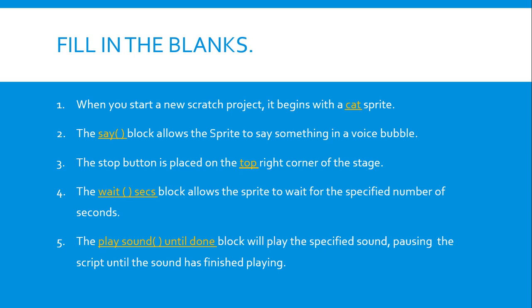The dash block allows the sprite to wait for the specified number of seconds, that is the wait block, under the control block. The dash block will play the specified sound, pausing the script until the sound has finished playing, that is the play sound until done.